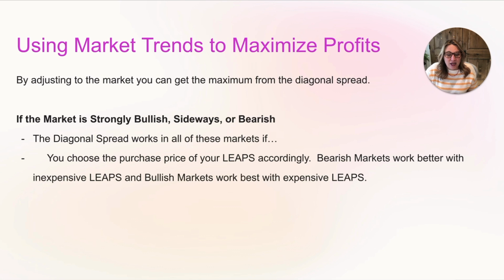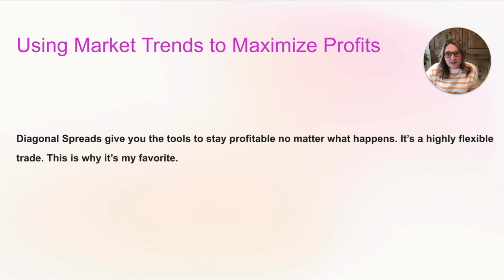That seems complicated, but it's not. It's so simple. If we are going into a time that looks uncertain, I wouldn't buy expensive LEAPS to run these on. If we are looking at a time that's bullish or bearish, I don't really care. If I'm buying inexpensive LEAPS, they work in both. So use that information to your benefit. Diagonal spreads give you the tools to stay profitable no matter what happens. It's a highly flexible trade, and that's why it's my favorite.